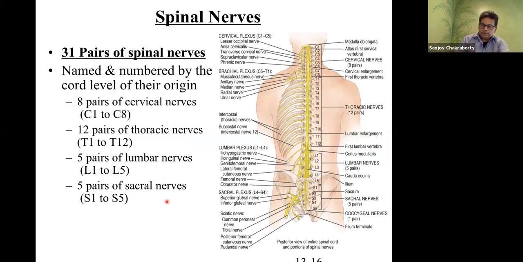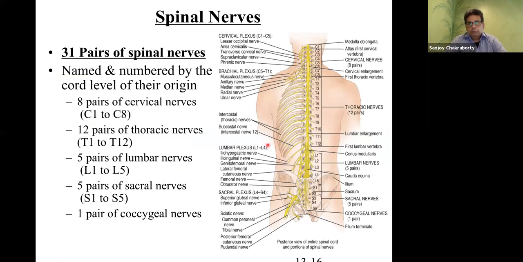I already explained to you that C1 to C8, 8 spinal nerves, 12 pairs of thoracic nerves, T1 to T12, 5 pairs of lumbar nerves, L1 to L5, 5 pairs of sacral nerves, S1 to S5, and 1 coccygeal nerve pair. These together make 31 pairs. All of them are mixed nerves.